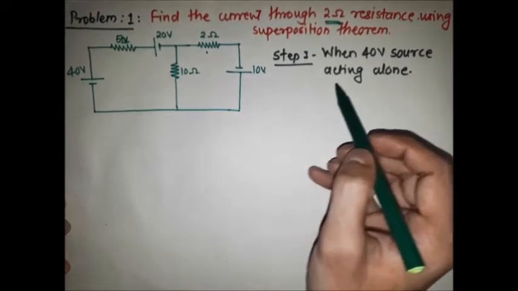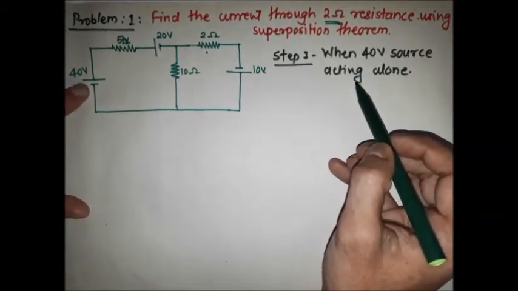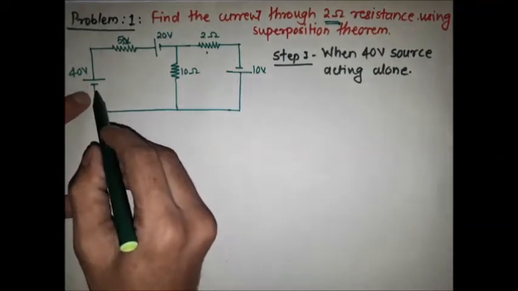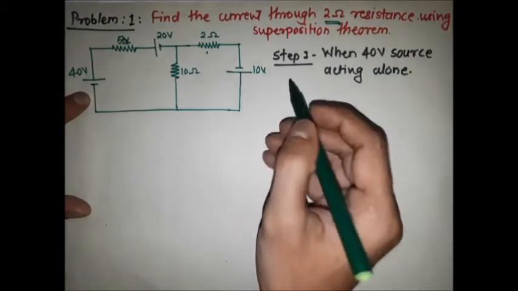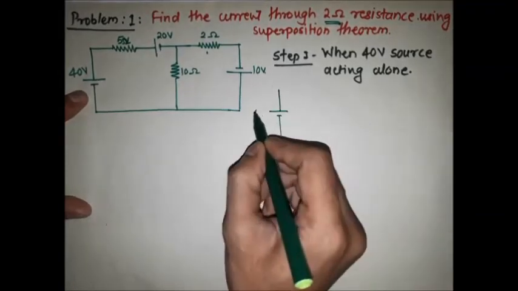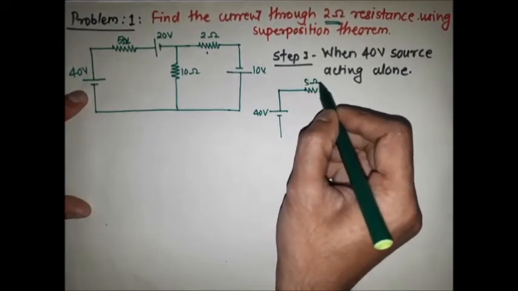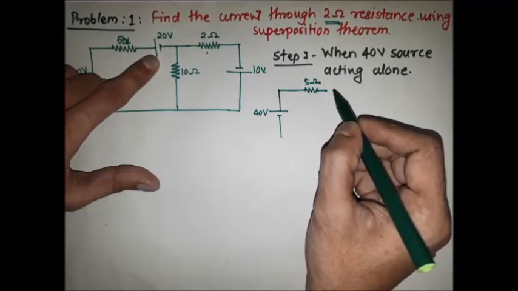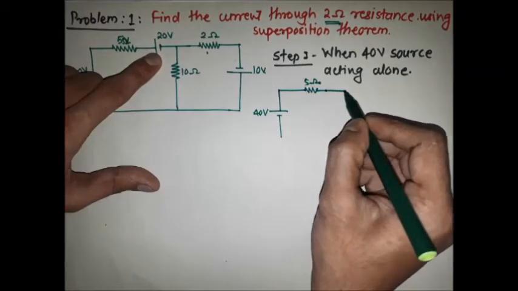So the first step is the 40 volt source acting alone. That means we consider only this 40 volt source, and we have to replace the other sources with their internal resistances. This is the 40 volt source in series with a 5 ohm resistor. Then here is the 20 volt voltage source. The internal resistance of a voltage source is 0, so we replace it with a short circuit.